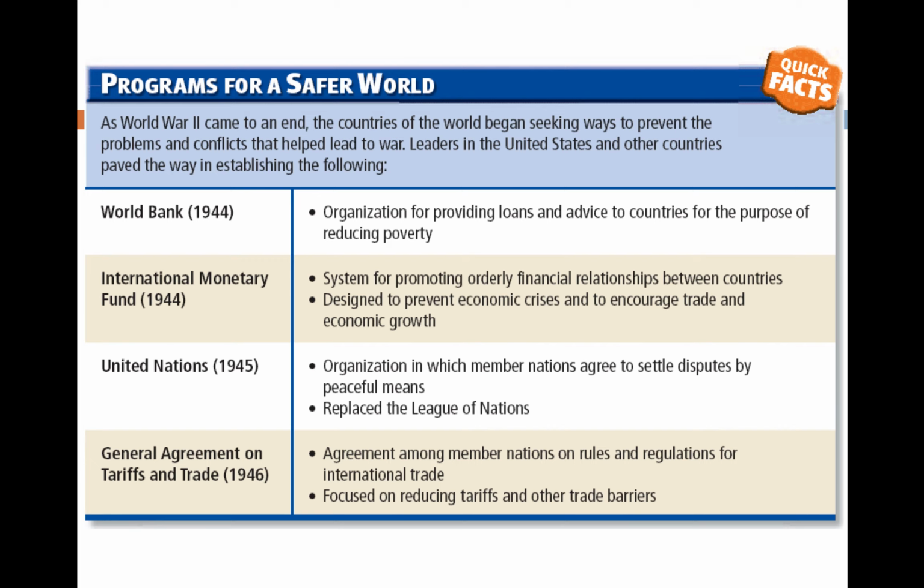But just to give you an idea of the other things that are going on, the World Bank was formed and the International Monetary Fund to try to promote financial relationships between countries. Again, we have the United Nations formed in 1945, and then in 1946 we have the General Agreement on Tariffs and Trade, which is to try to open up trade between countries.